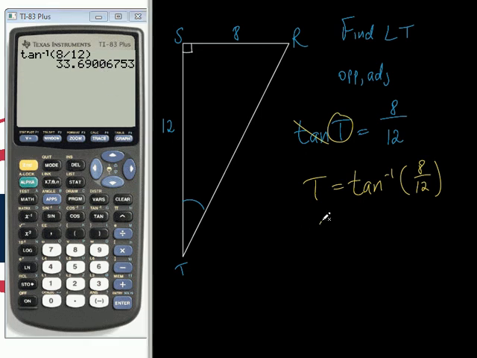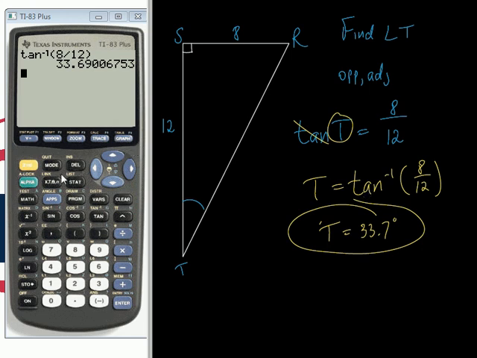I've got an answer. So that's actually 33 point, we'll round it, 7 degrees. So angle t is equal to 33.7, and this is an angle. We're solving for an angle right here, so it's in degrees, and that's our answer.